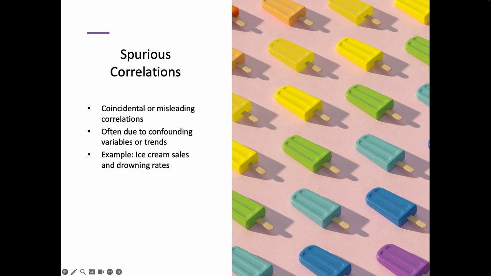Thus, spurious correlations are coincidental or misleading correlations that appear to suggest a relationship where none exists, or in cases where the relationship is driven by an unobserved factor.